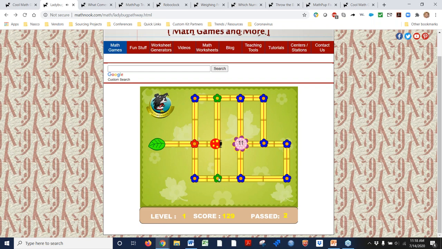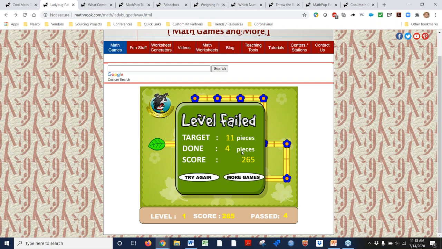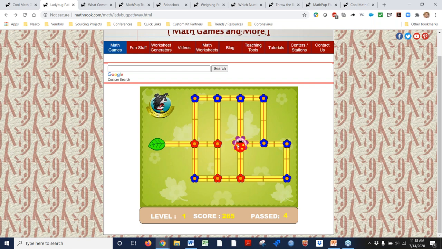And notice that as I'm going, my score is going up, but also how many moves I'm taking as well. So as I'm going through here, notice that if I come back up here, oh, wait a minute, I failed, right? So the target is 11 pieces, but I did it in 4. So even though I thought I'd solved this problem, I didn't take the appropriate number of steps to be able to do this. So then I would go and try it again, right? And then we'd be able to reset.